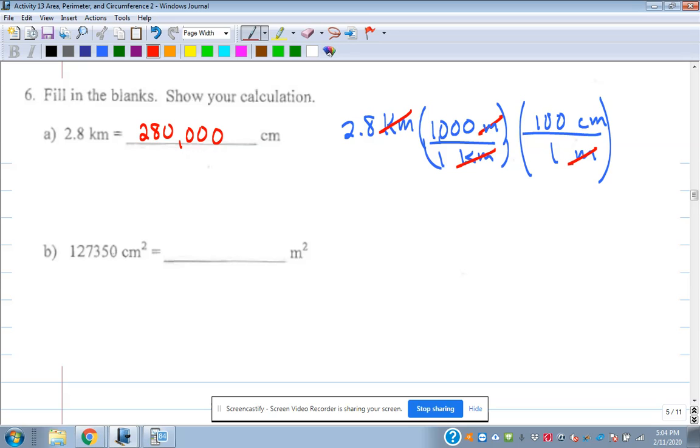All right. So here's the tricky one here, B part. Square units. So when we're going from centimeters to meters, it's pretty easy. It's moving the decimal place. But when we're going from square units, it's not moving the decimal place the same way. Okay. So if we're taking 127,350 square centimeters. They're square centimeters. They're not regular centimeters. They are square. And I'm going to convert into meters.